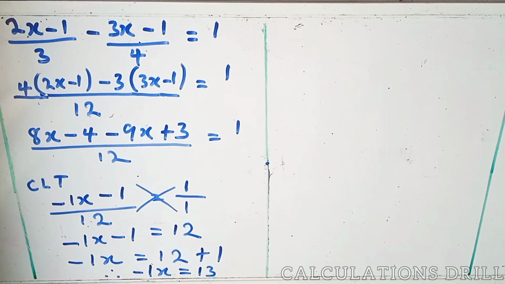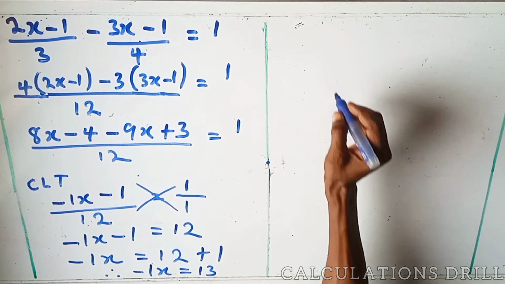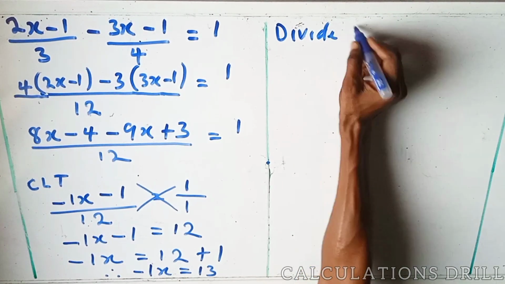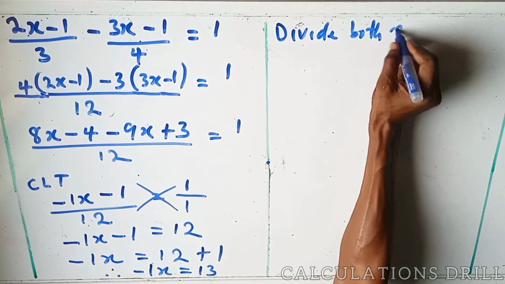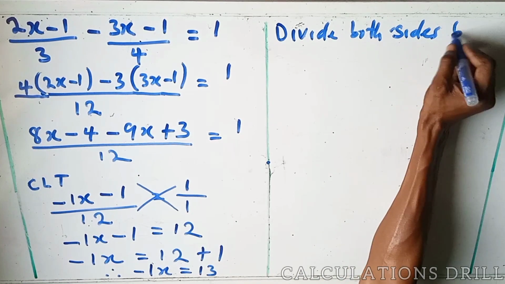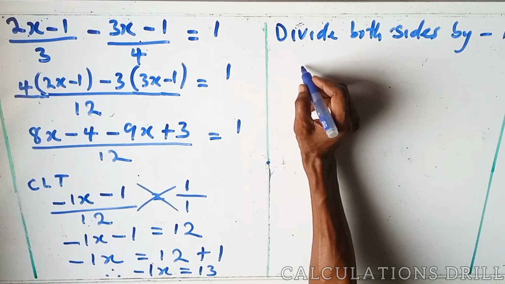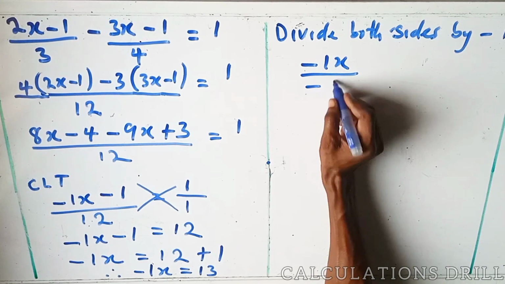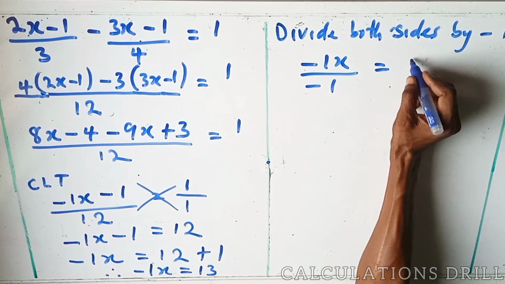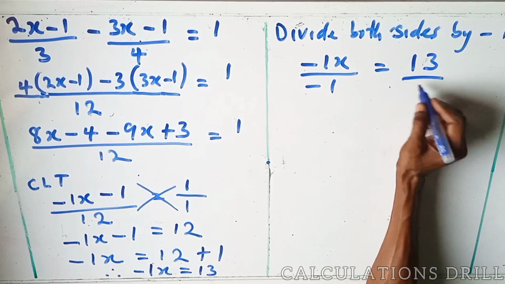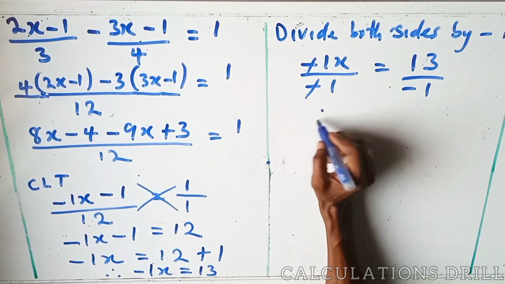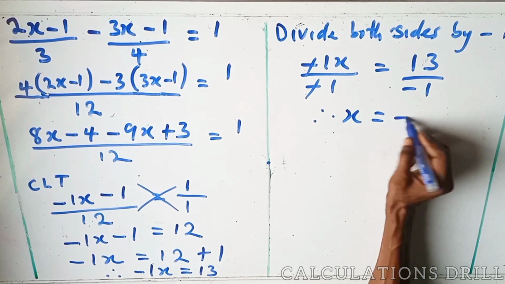What do we do next? We divide both sides by minus 1, because there is a difference between negative x and positive x. What we expected to solve for is positive x. So that's why we're dividing both sides by minus 1. So negative 1 cancels negative 1. That gives us x equals minus 13.